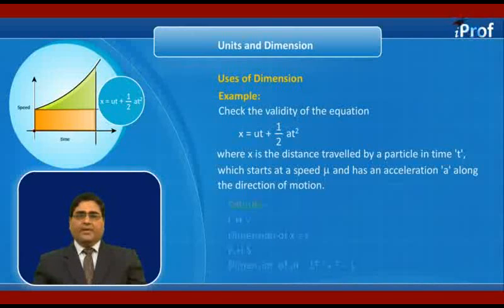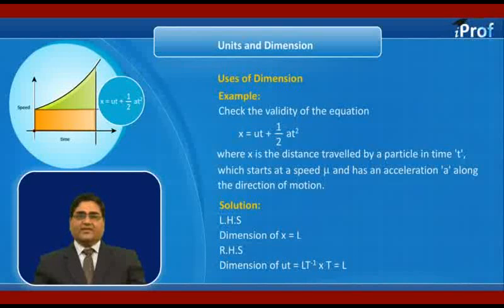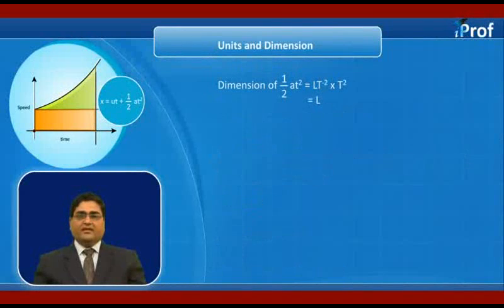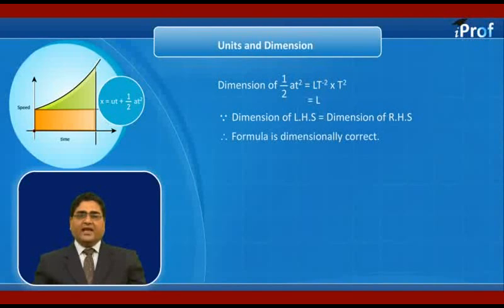Now, dimension of left hand side. On left hand side x is there and dimension of x is L. Now let us see the dimension on right hand side. Dimension of ut equal to LT minus 1 into T, that is L. Dimension of half at square equal to LT minus 2 into T2 equal to L, because half is dimensionless. Therefore, since in the equation dimensions on left hand side are equal to dimensions on right hand side, the formula is dimensionally correct.